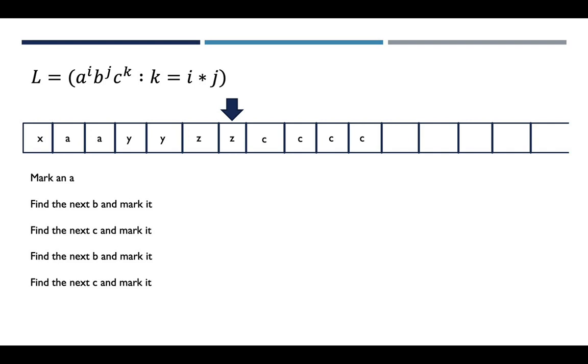We have an A, and then we're going to try to match all of the B's that correspond to that A to some group of C's. And we're going to try to do that until we run out of input. And if we have unmatched things, we're going to reject. If we have excess things, we're going to reject.